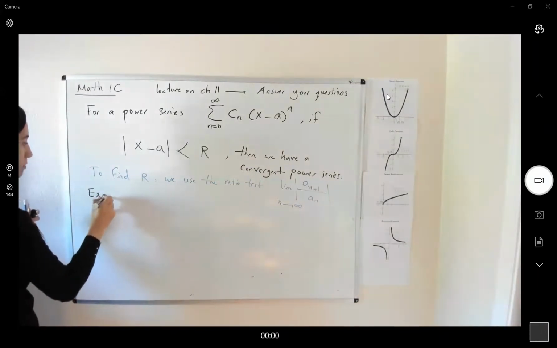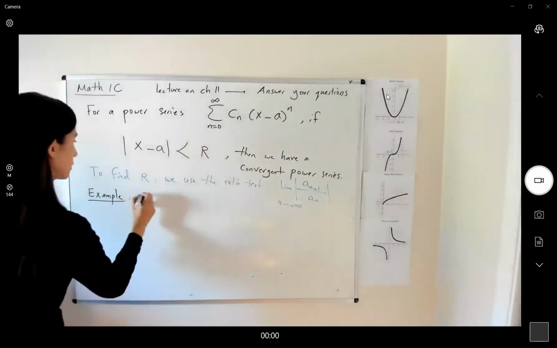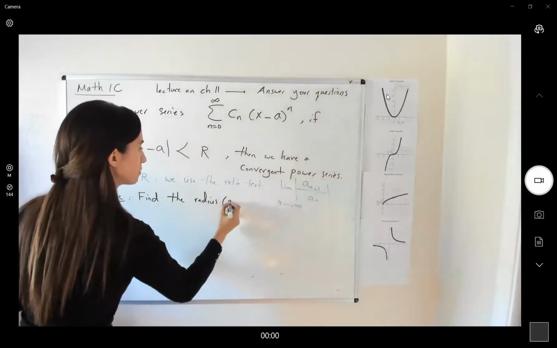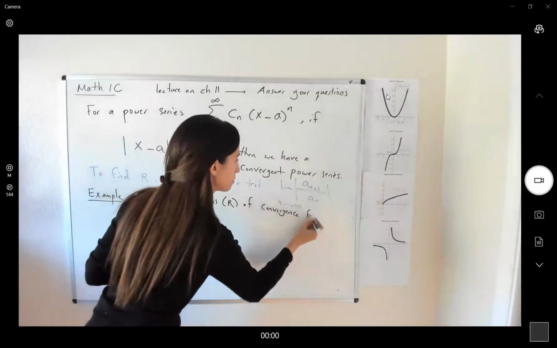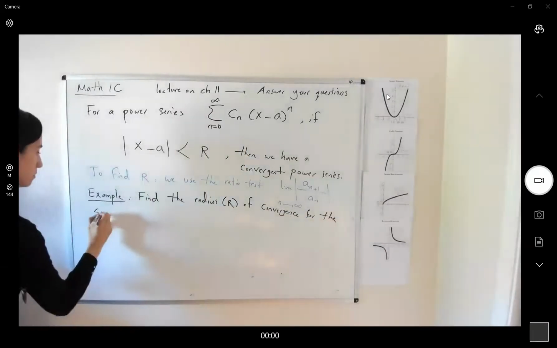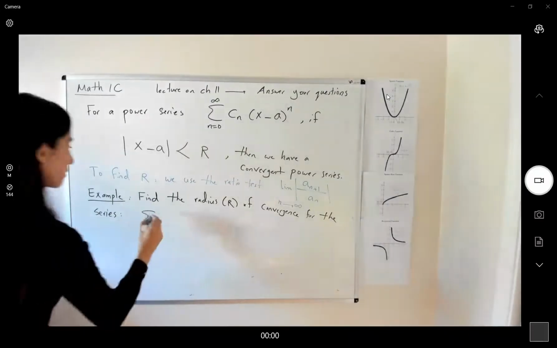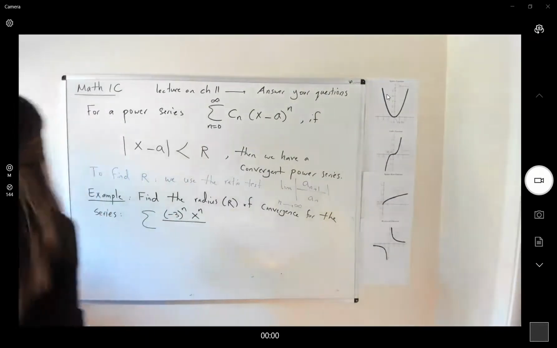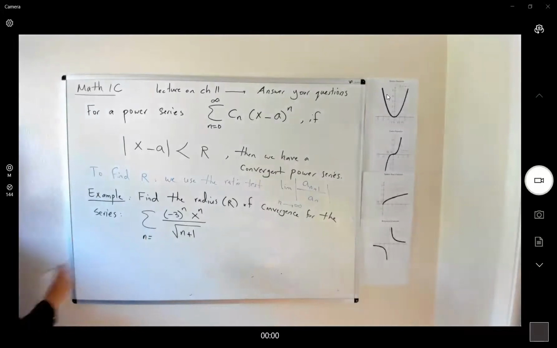Example. Suppose you have this power series. Your goal is to find the radius of convergence for the series, which is defined this way: the sum of (-3) to the n times x to the n divided by the square root of n plus 1, and n starts from 0 and goes to infinity.